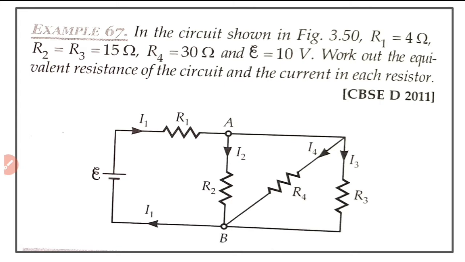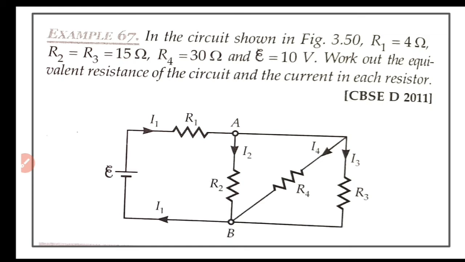In the circuit shown, R1 equal to 4 ohm, R2, R3 equal to 15 ohm, and R4 is equal to 30 ohm, and epsilon is equal to 10 volt. Work out the equivalent resistance of the circuit and current in each resistor.